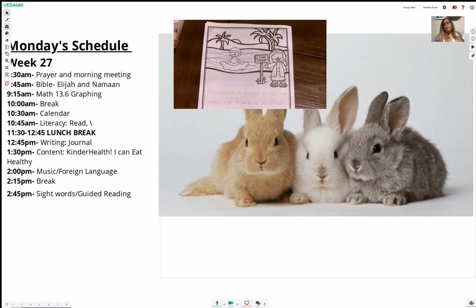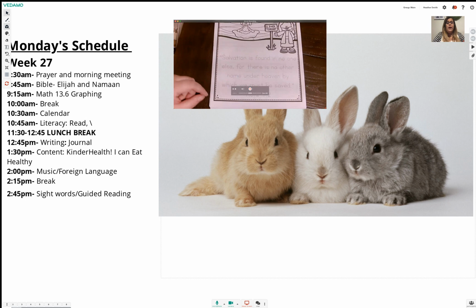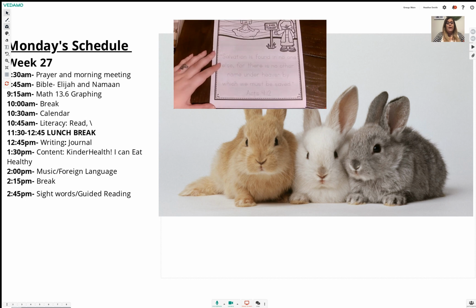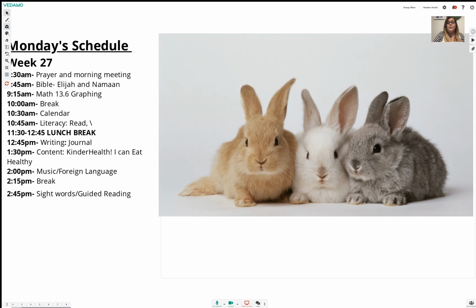In Bible today, we are going to be doing this Bible verse. Salvation is found in no one else, for there is no other name under heaven by which we must be saved. Acts 4:12. And we are reading our Bible story, let me pull that up. Oh, it appears I've closed it. I will work on getting that back up. I know it's the story of Elijah.